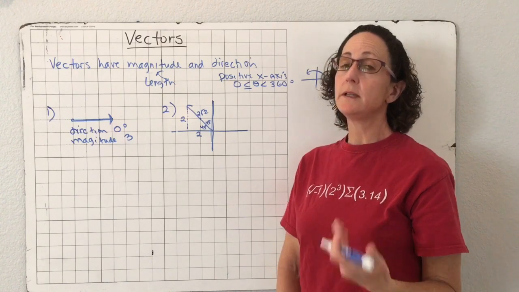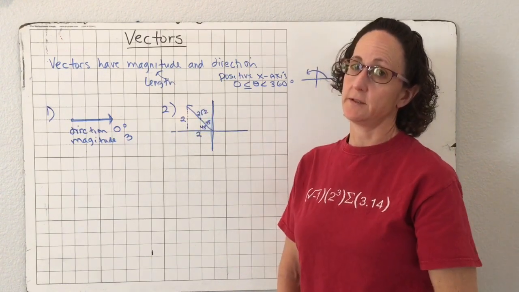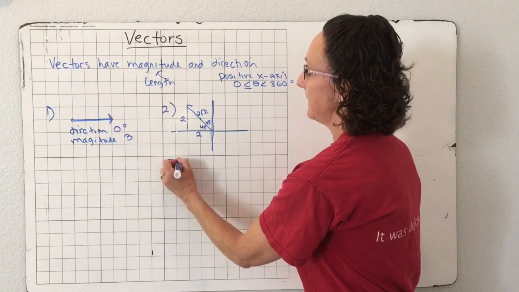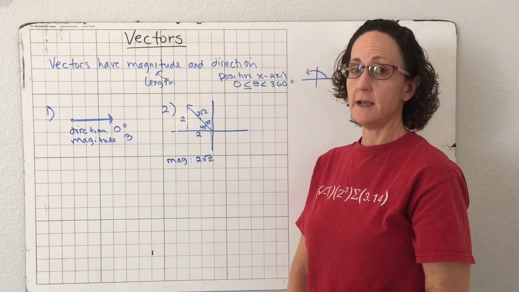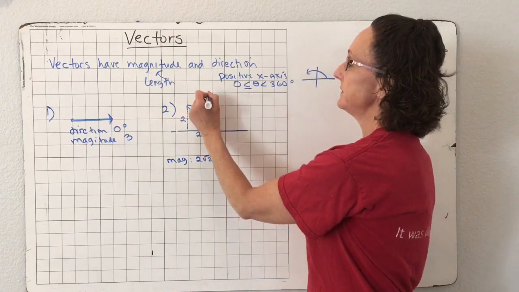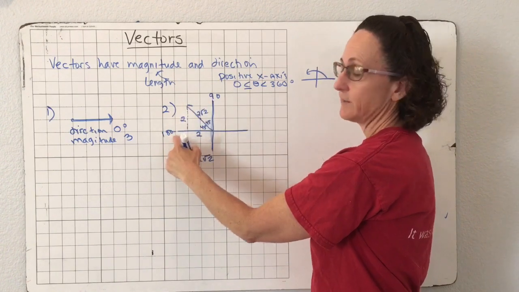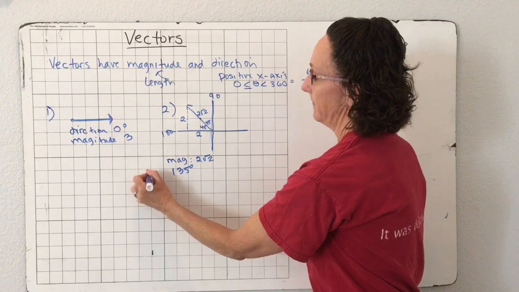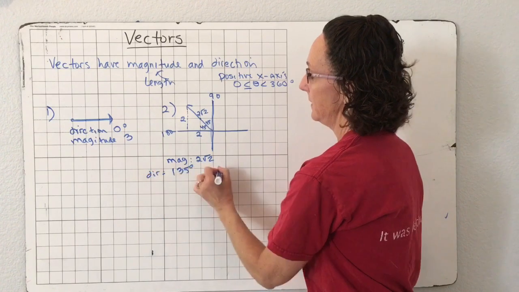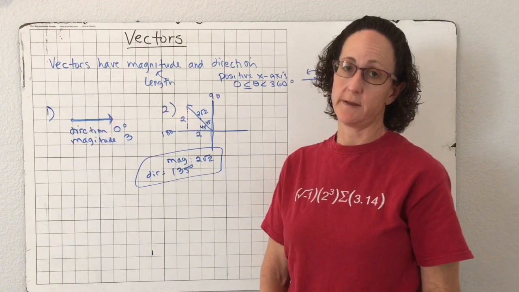Let's say you completely forgot that. You could just use the Pythagorean theorem to find that, but it just takes longer. So this has a magnitude of 2 root 2. That's how long it is. And the direction is, this is 90, this is 180. Halfway between 90 and 180 is 135 degrees. So this has a length of 2 root 2 and a direction of 135 degrees.